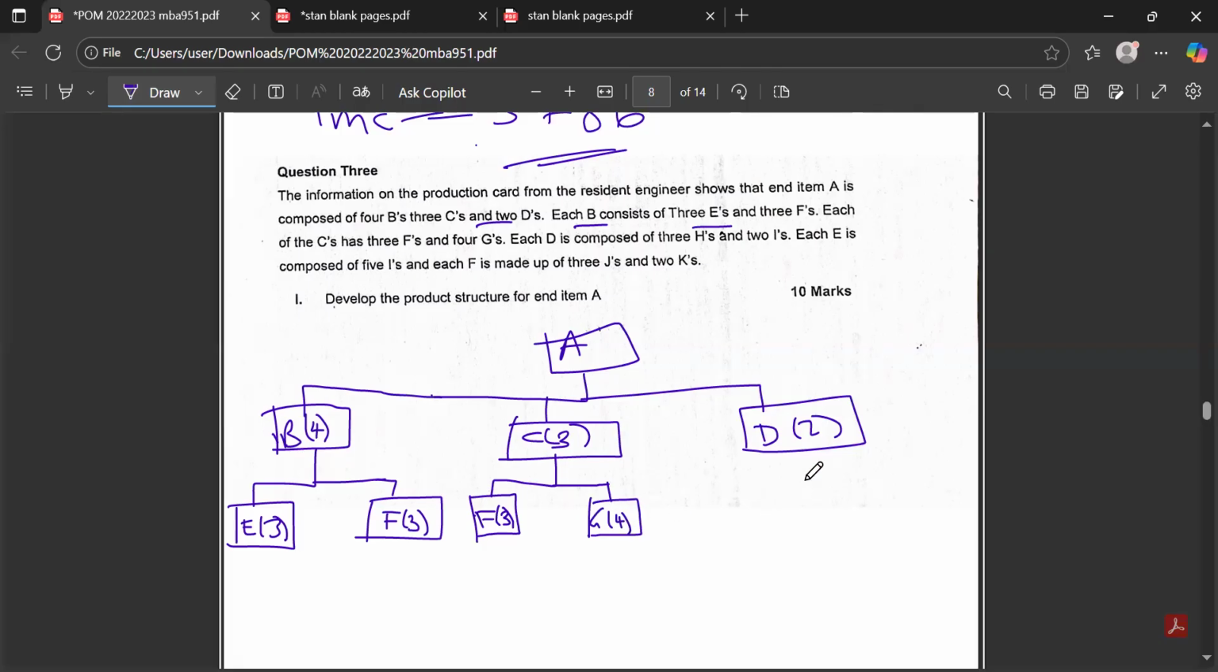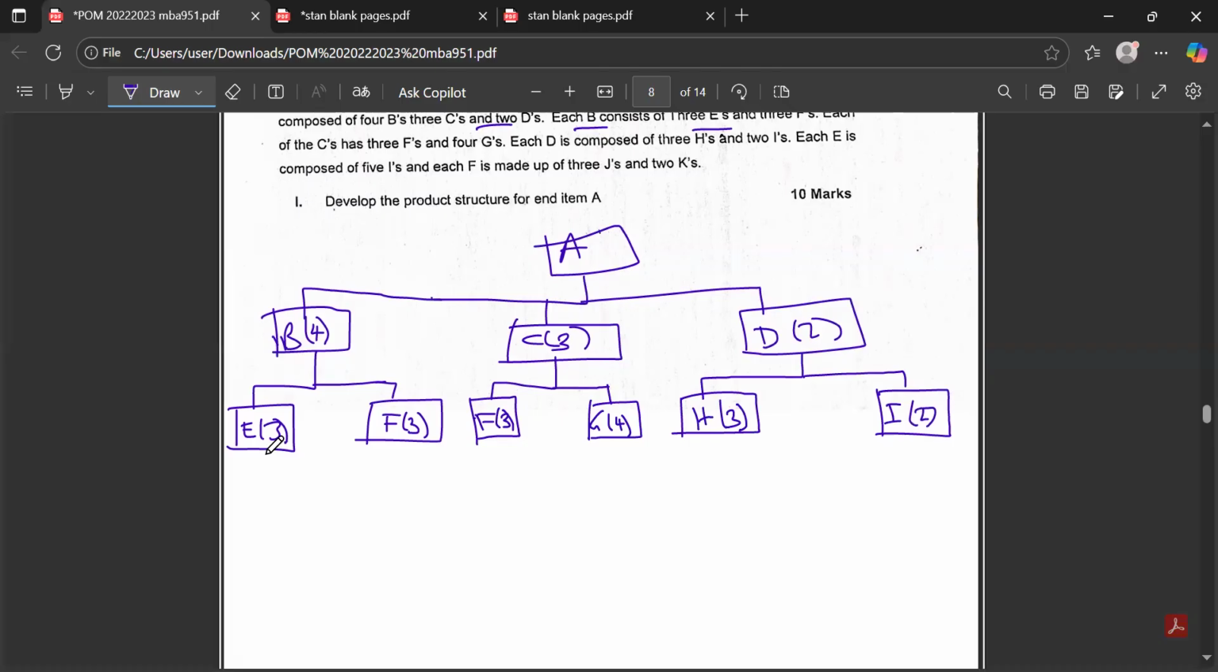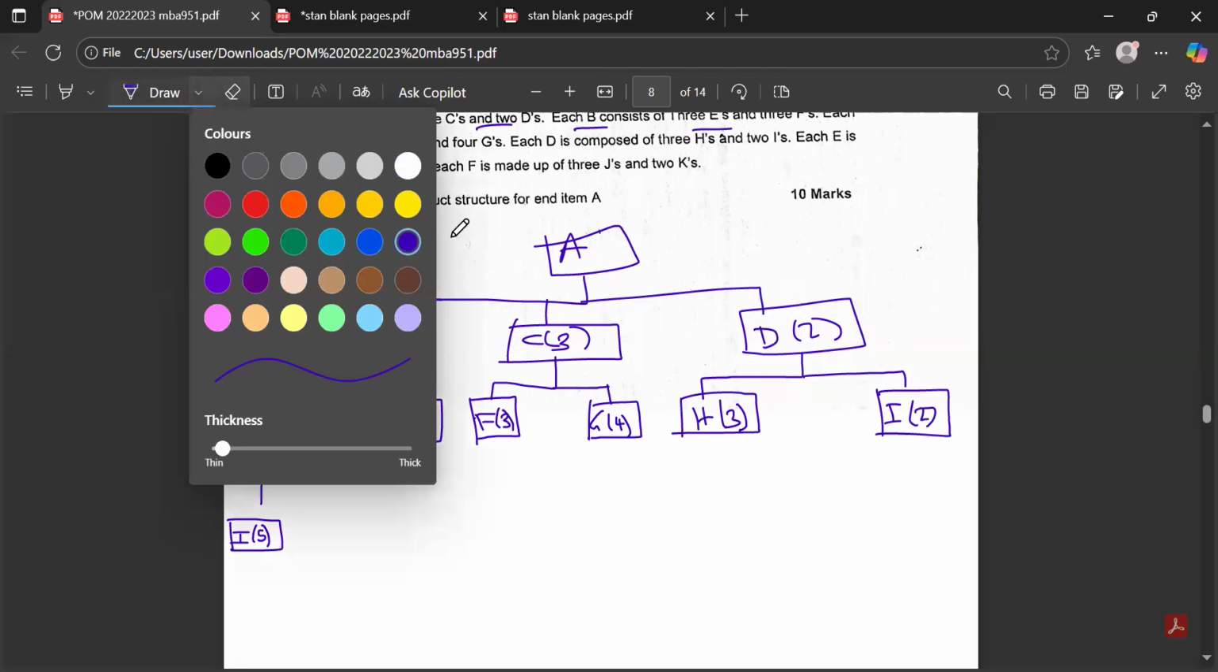Then each D has 3 H's, H3, and 2 I's. All right, so each E is composed of 5 I's. So I5. So each E is composed of 5 I.